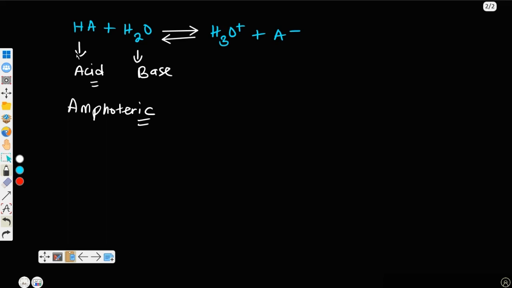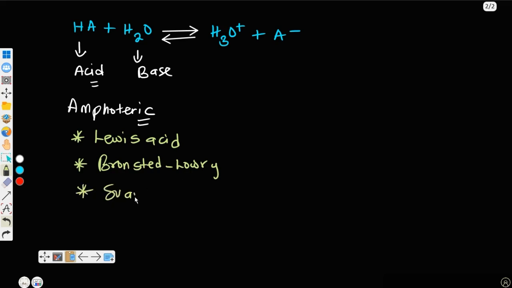Now, you have been taught the different kinds of acid. We said we have the Lewis acid, and then we have the Brønsted-Lowry acid, and then lastly we have the Arrhenius acid. These are the three kinds of acids we have.